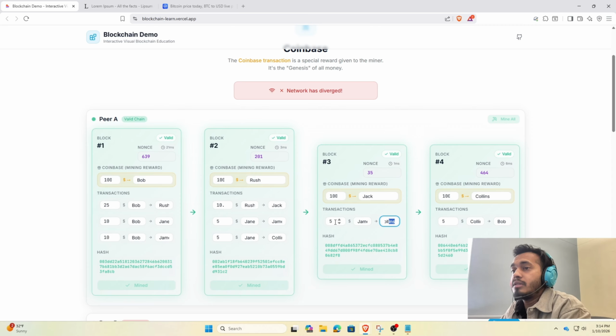Okay, $5 from James to Collins. Does James really have $5? Here $100 is given to Jack. No, he doesn't have $5. And if you check the previous hash, here you can find that $5 is given by Jane to James. Okay, $5 is given by Jane to James. That means $5 can be given by James to Collins, right? This is how every block is linked, and we can easily find who has how much.